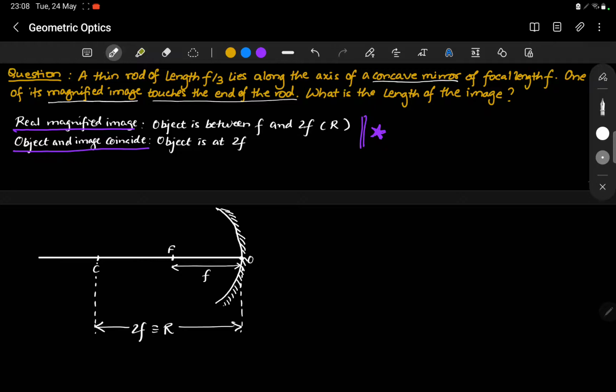So now let us draw where the object would be positioned. So we know that the object needs to be between f and 2f, and also one end of the object has to be at 2f. So our object would be placed somewhat like this. This is a rod, and the image would then be formed over here.